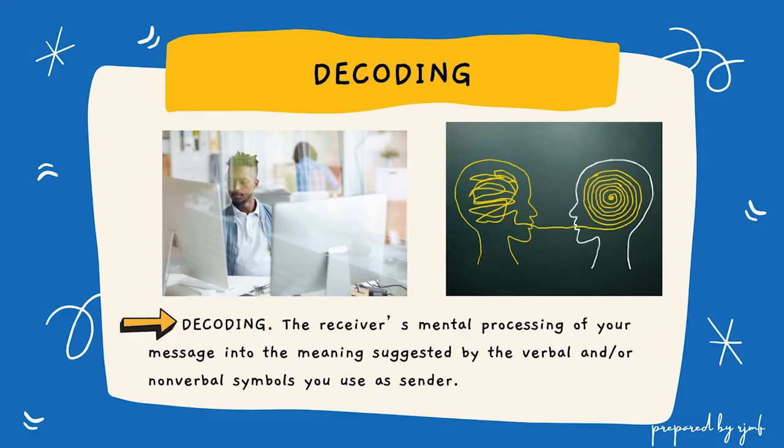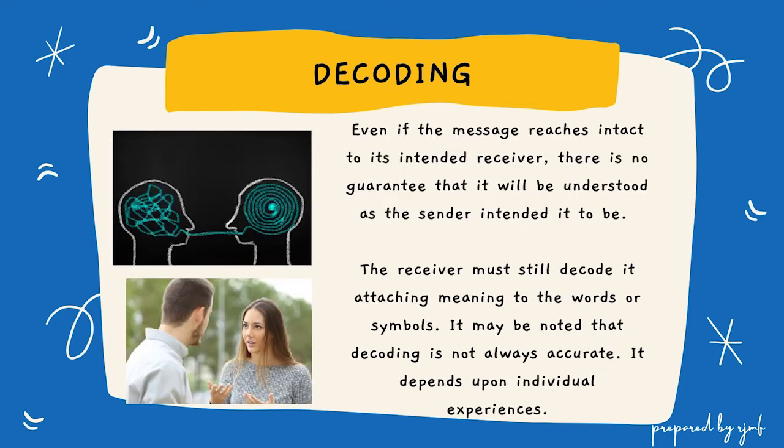The opposite of encoding is decoding. This time, it is the receiver's part to decode the message received. It is the receiver's mental processing of your message into the meaning suggested by the verbal and/or nonverbal symbols you use as sender. Even if the message reaches its intended receiver intact, there is no guarantee that it will be understood as the sender intended it to be. The receiver must still decode it, attaching meaning to the words or symbols.